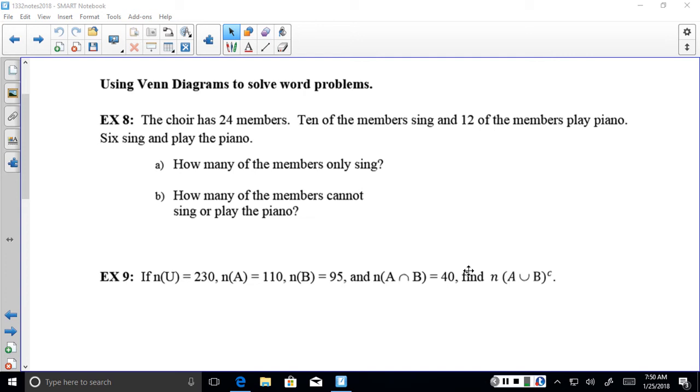We draw pictures of our sets. And so we're given a word problem. The best way to solve these is to draw a picture. It says the choir has 24 members. 10 of the members sing, 12 of the members play the piano, and 6 sing and play the piano. So we're talking about 2 sets happening here. People who sing, people who play the piano.